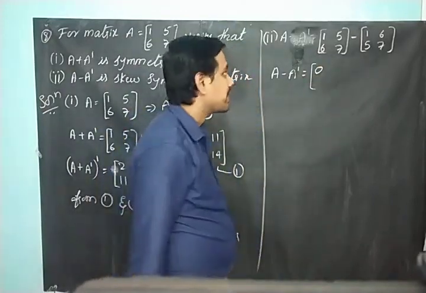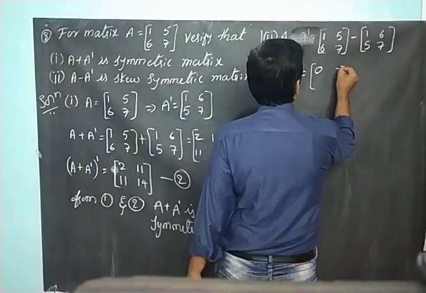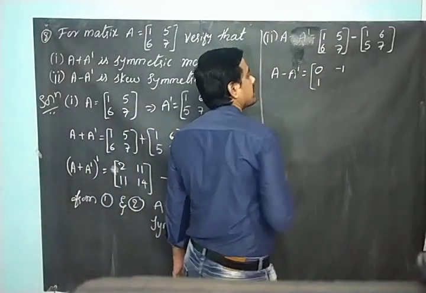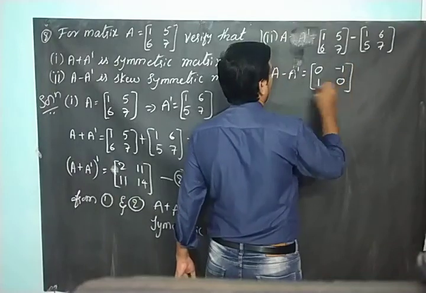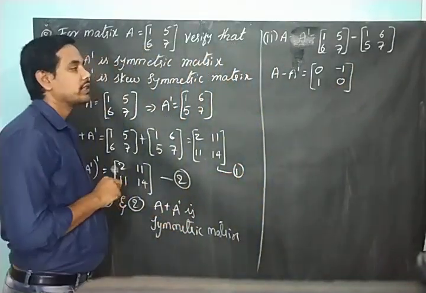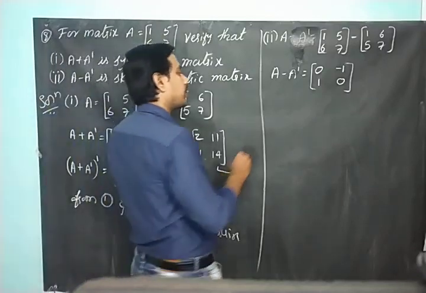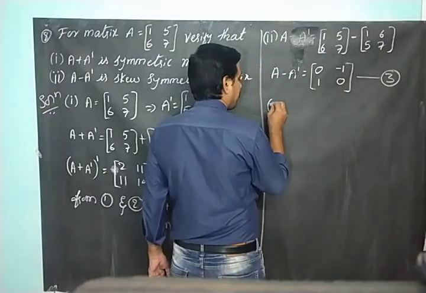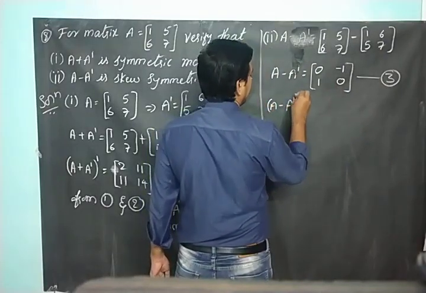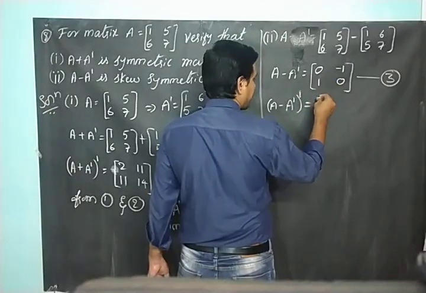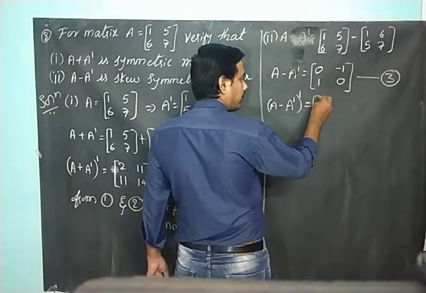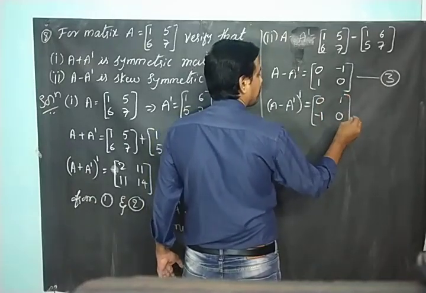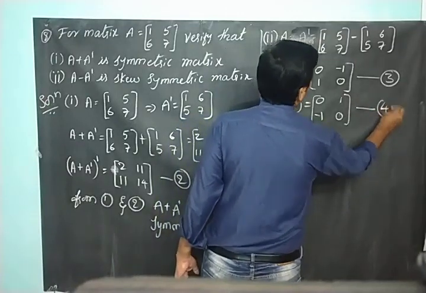Now A minus A transpose will be: 1 minus 1 is 0, 5 minus 6 is minus 1, 6 minus 5 is plus 1, 7 minus 7 is 0. So the value of A minus A transpose is 0, minus 1, 1 and 0. Let this be equation 3. What will be A minus A transpose whole transpose? Transpose of this matrix: first row as first column, 0, minus 1, and second row as second column, 1 and 0. Let us mark it as equation 4.